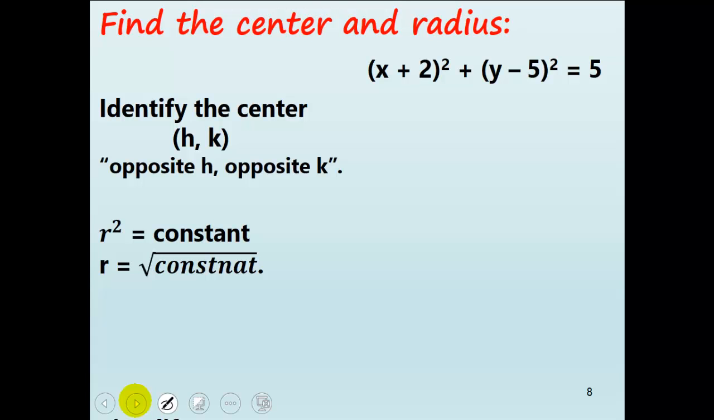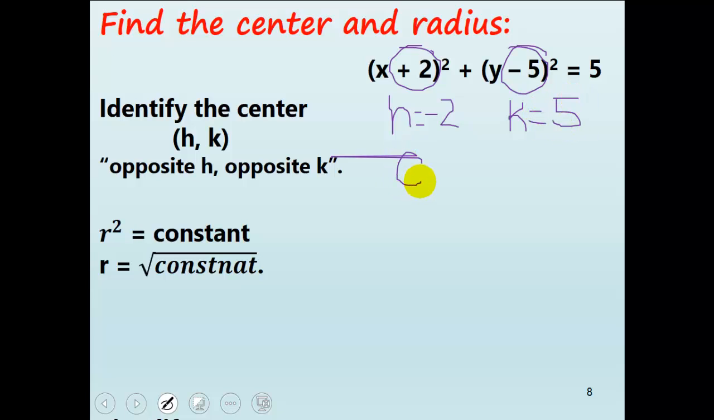Now what we're going to do is we're going to be given a nice equation of a circle, and we're going to have to identify the center and the radius. We've kind of done this in different pieces. Now we're just going to pull it together. So I have to identify h and k. So h has to be the opposite of this number. So h has to equal -2. K has to be the opposite of that number. So k has to equal +5.